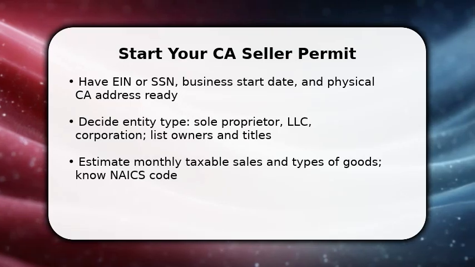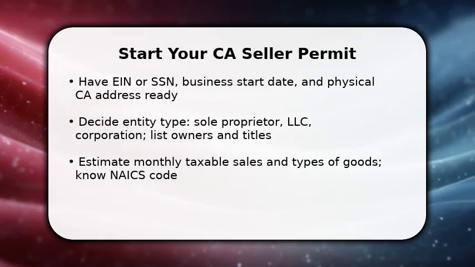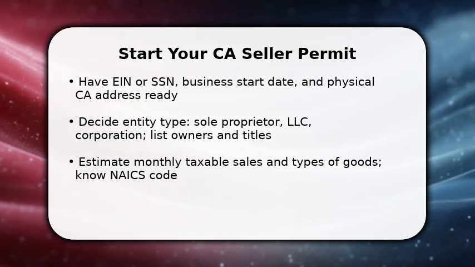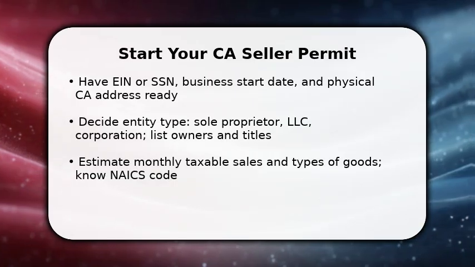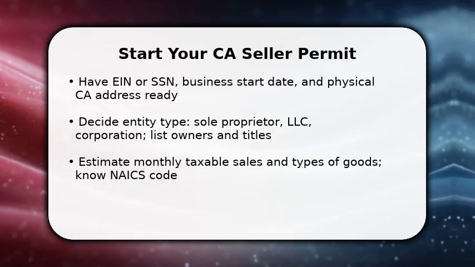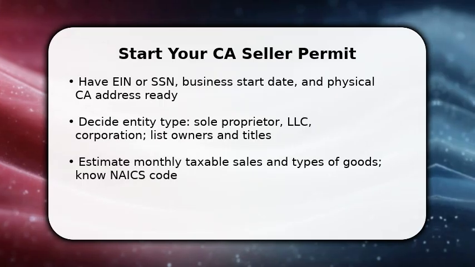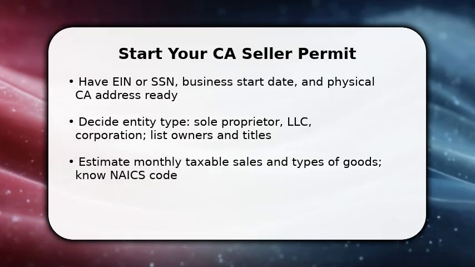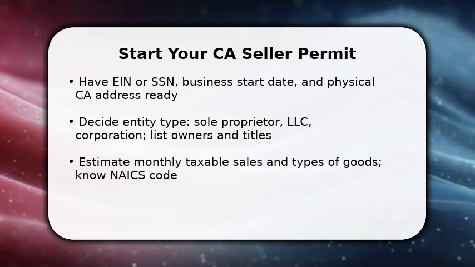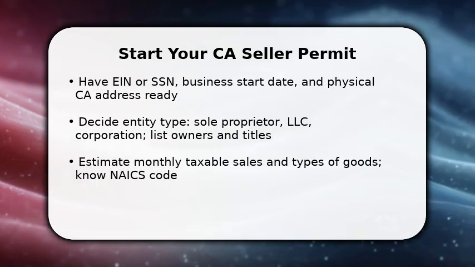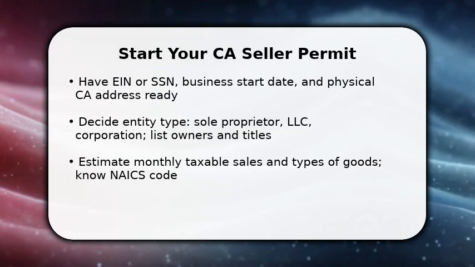Enjoy the video. You begin by collecting identifiers and making firm choices. Get an EIN or use your SSN, confirm your business start date, and pick an entity type so records match. Once done, determine the NAICS code and estimate monthly taxable sales. This shapes reporting frequency and deposit expectations.